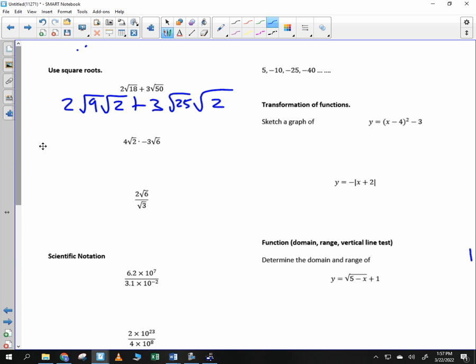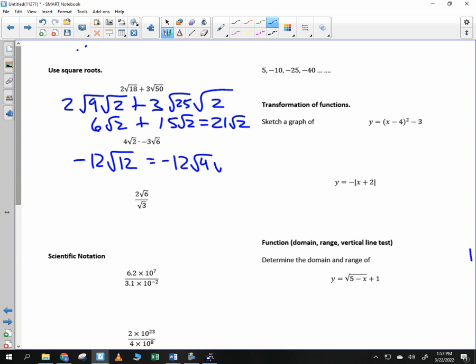So, first one sets up to what? 6 roots of 2 plus 15 roots of 2. What's 6 roots of 2 plus 15 roots of 2? Good. Do you multiply radicals? Okay, so you're going to get a 12 roots of 12. Is that simplified? No. So I have negative 12 times the root of 4 times the root of 3. What's the root of 4? 2 times negative 12. Good.